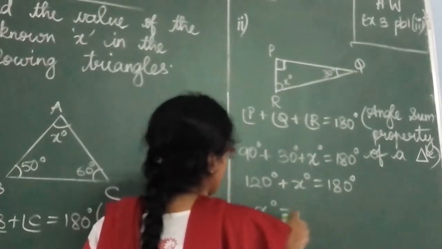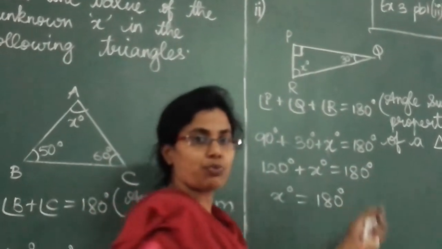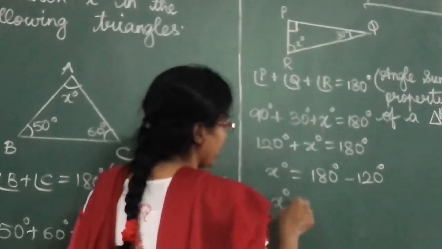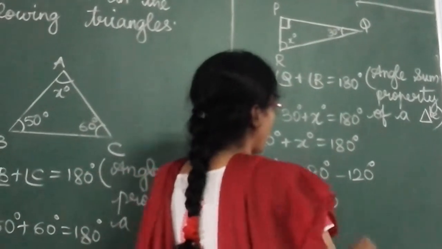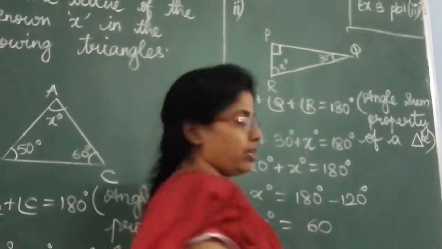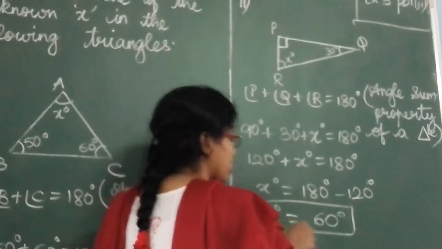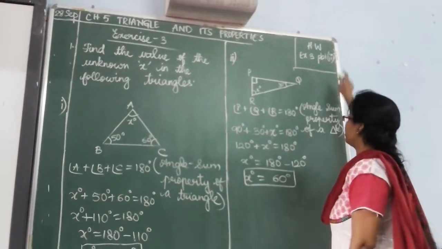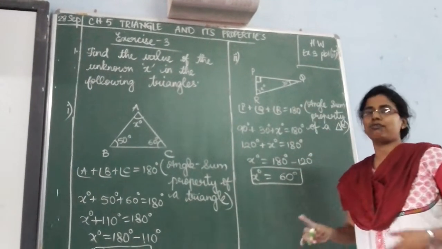So x degrees is equal to 180 degrees. Plus will become minus when it goes to the other side, minus 120 degrees. So x degrees is equal to 0 minus 0 is 0, 8 minus 2 is 6, 1 minus 1 is 0. So x is equal to 60 degrees. There is one more bit in this first one, that is for your homework. Problem 1 bit 3 is for homework.